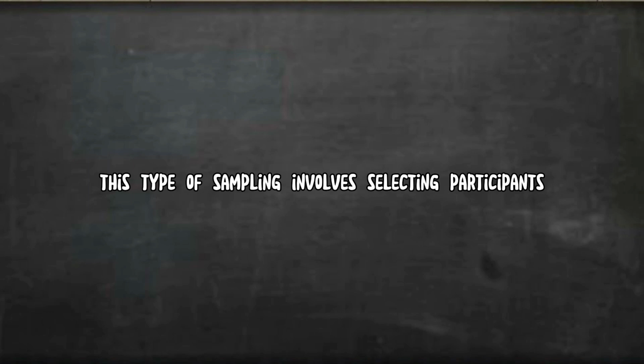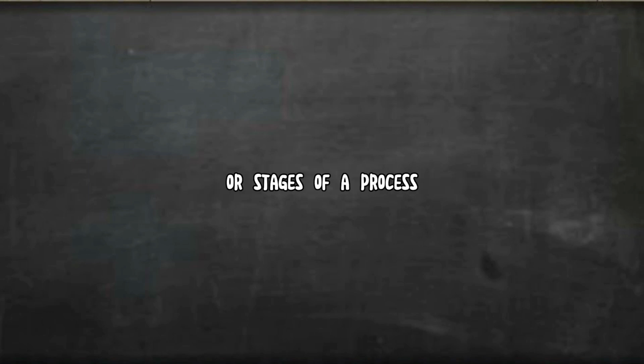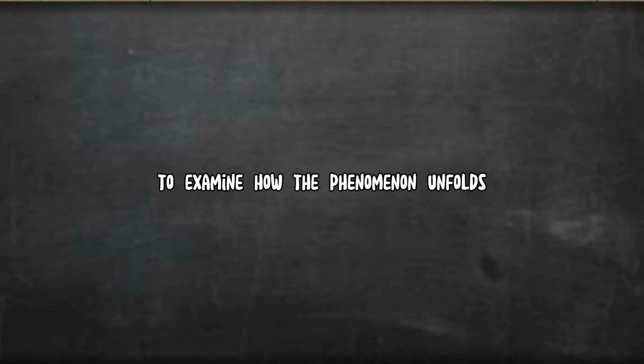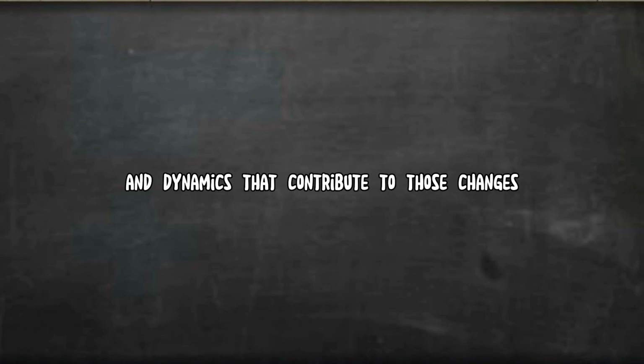Theoretical sampling by time. This type of sampling involves selecting participants or cases based on specific time periods or stages of a process. It allows researchers to examine how the phenomenon unfolds and evolves over time and understand the factors and dynamics that contribute to those changes.